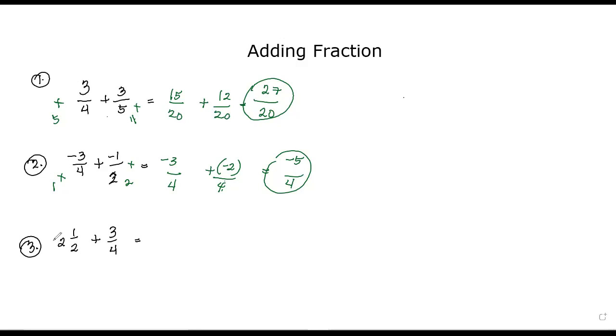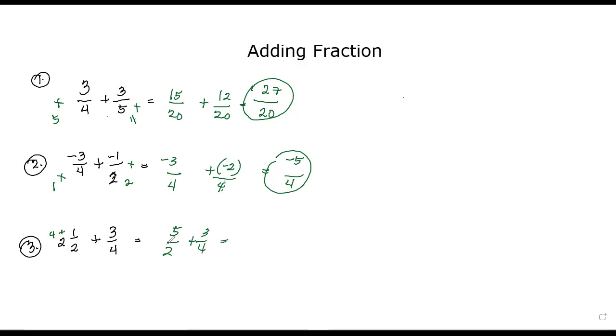2 times 2 is equal to 4. 4 plus 1 is equal to 5. So 5, then copy the denominator, which is 2. Okay, so again, 2 times 2 is 4. 4 plus 1 is 5. So that is 5 over 2. Then plus 3 over 4.